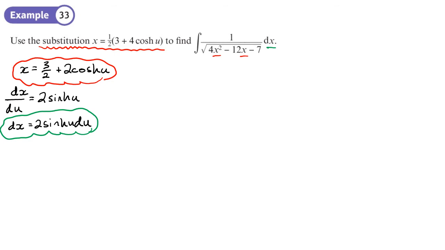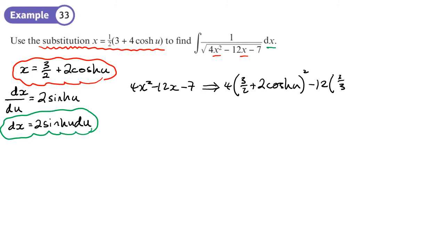So let's make the substitution first into this 4x squared minus 12x minus 7. So that'll be 4, and this is our x, 3 over 2 plus 2 cosh u there, and that's squared, minus 12 times by 3 over 2 plus 2 cosh u, and then minus 7. Right, some expanding to be done. 3 over 2 times 3 over 2 is 9 over 4. Then 3 over 2 times 2 cosh u is going to be 3 cosh u.